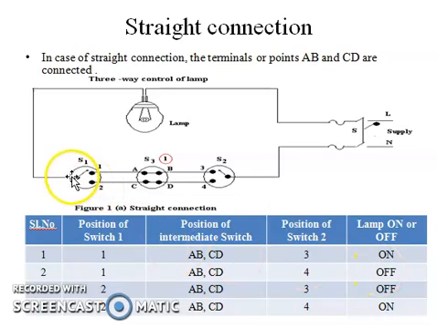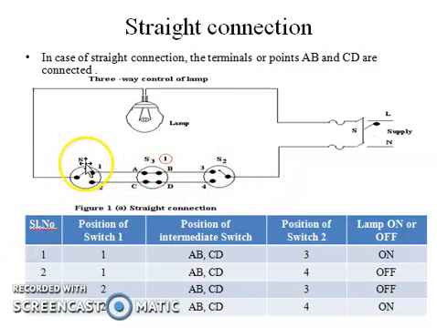When switch 1 is at position number 2, the power supply will come through CD, but switch 2 is at position number 3, the third condition, so the lamp remains off. When switch 1 is at position number 2 through CD, and switch 2 is also at position number 4, then the lamp remains on, that is the next condition. So this is how the lamp remains on in the straight connection.